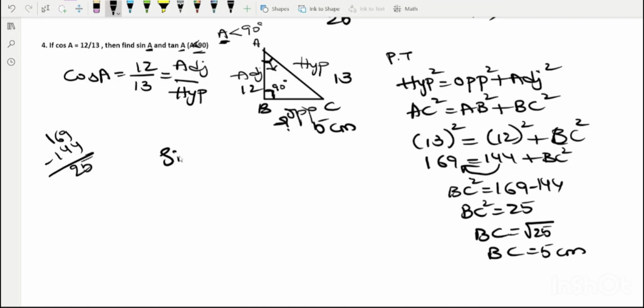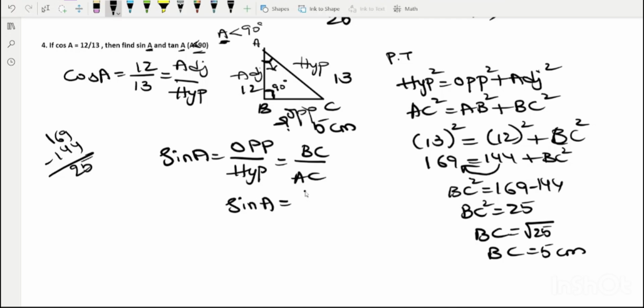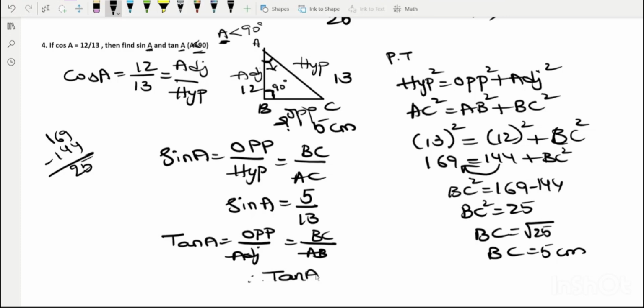Now let us find the values. Sin A equals opposite side divided by hypotenuse. The opposite side is BC and the hypotenuse is AC. So sin A equals BC which is 5 divided by AC which is 13. And the next one is tan A. Tan A is opposite side divided by adjacent side. Opposite side is BC and the adjacent side is AB. Therefore tan A will be 5 divided by 12.